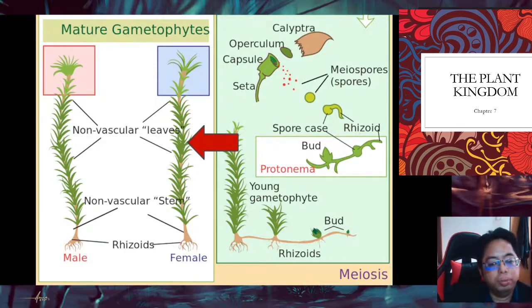All right. When the calyptra is removed, you have the spores coming out. The spores will create a new life. You have the protonema, you have the bud. The bud will become a new young gametophyte.